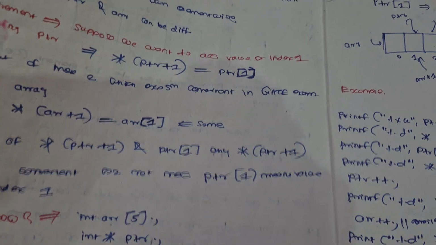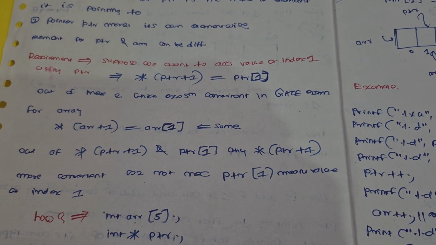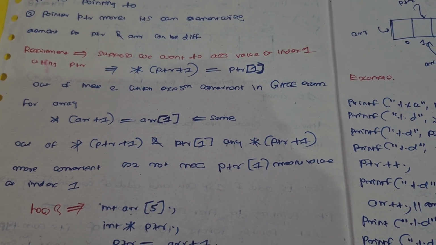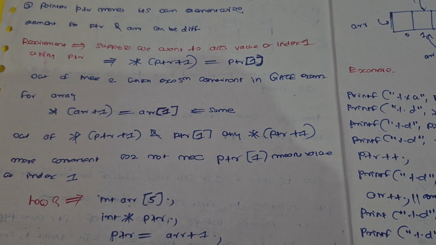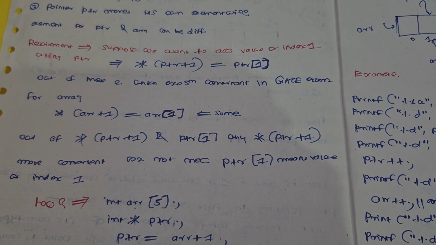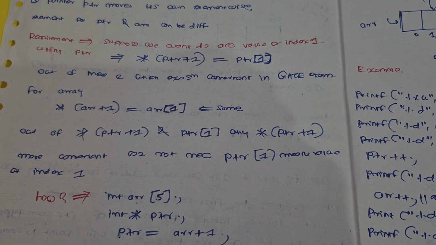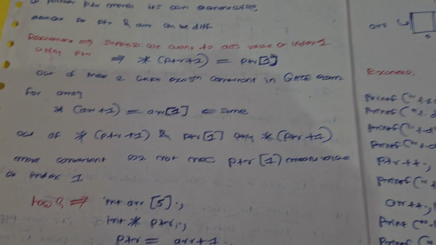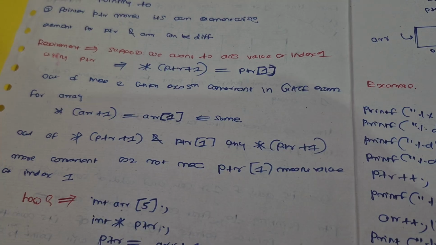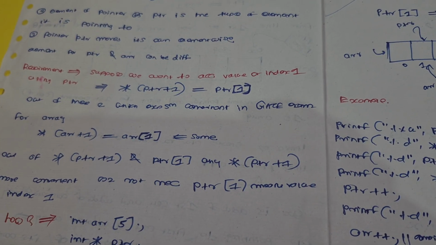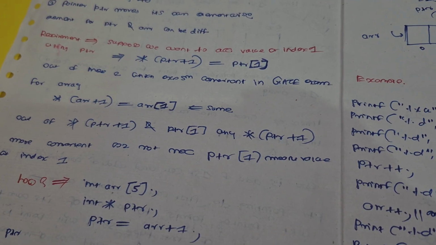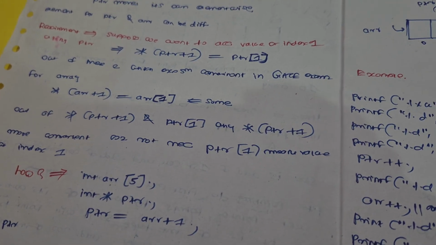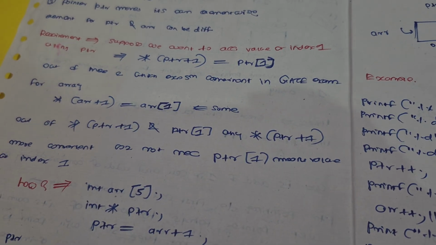So the requirement is, suppose we want to access the value at index 1 using the pointer. Out of these two, which expression is convenient in the GATE exam? *(ptr + 1) is equal to ptr[1]. These both things are different, but *(array + 1) is equal to array[1]. It's exactly the same thing, unlike the pointer expression.